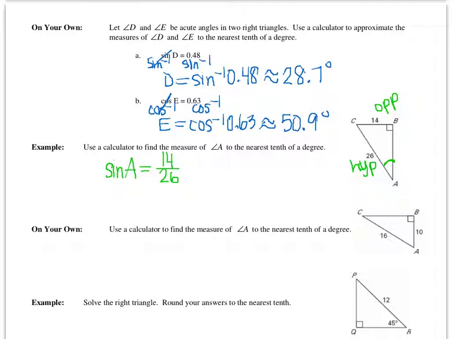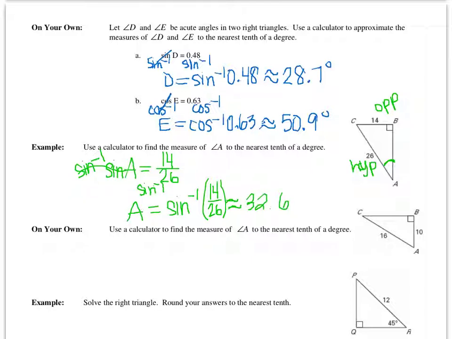Now to solve this, I want to get my angle A alone, so I'm going to use the inverse sine to cancel those out. And if I use the inverse sine on the left, I have to use the inverse sine on the right. So I have A equals the inverse sine of 14 over 26. If you put that in your calculator just like that, the inverse sine of 14 over 26, you'll find that it's about 32 6/10 degrees.